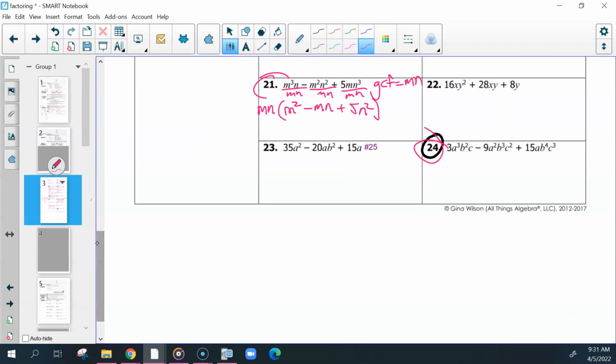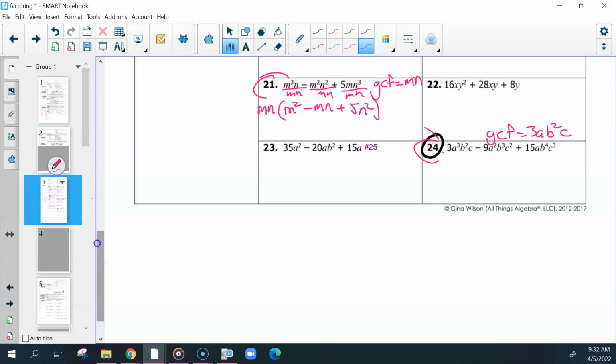Now for this last one, we have a bunch of variables, so be careful. Take it one step at a time. What's the highest number we can divide out of each of these? 3. How many A's, B's, and C's can we take out? 1 A, 2 B's, and 3A, B squared, C.